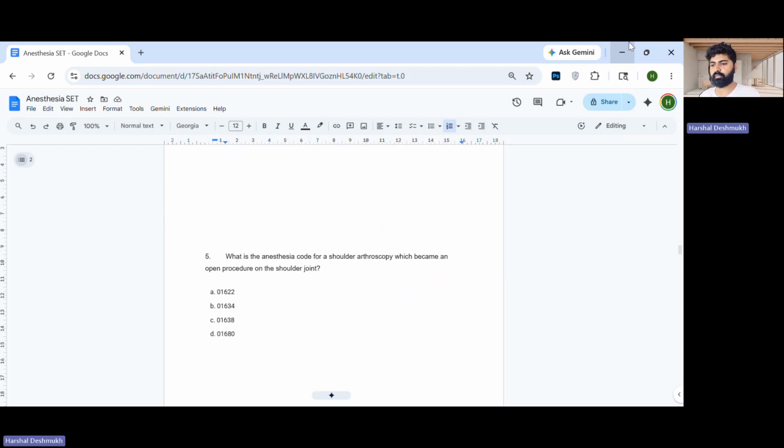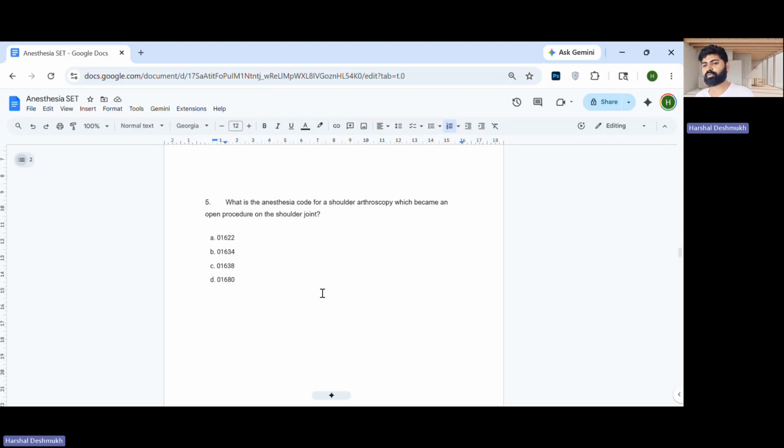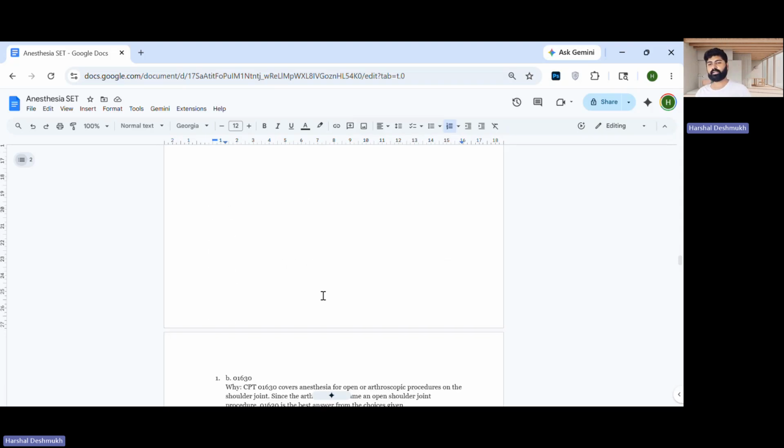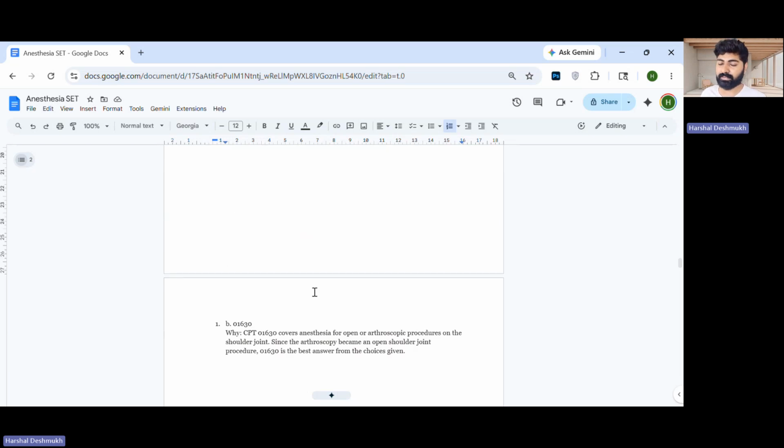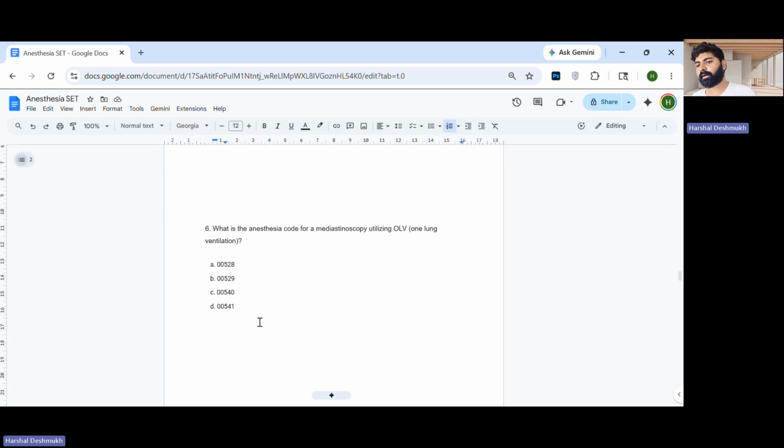So your right answer for shoulder arthroscopy which became an open procedure on the shoulder joint is 01630. Please confirm that it matches the description in your book as well. It covers anesthesia for open and arthroscopic procedures on the shoulder joint. Since the arthroscopy became an open shoulder joint procedure, 01630 is the best answer from the choices given. Right, next question for you: anesthesia code for mediastinoscopy utilizing OLV. OLV stands for one lung ventilation.